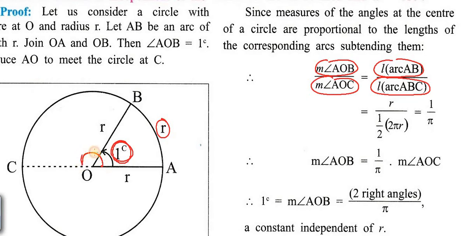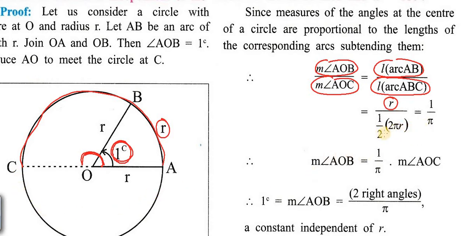And since this is a straight angle, the length of arc ABC is equal to half of the circumference of the circle. The circumference of the circle is over here again 2 pi r, and half of that, half into 2 pi r. So now we can write measure of angle AOB upon measure of angle AOC equal to length of arc AB, which is R, divided by length of arc ABC, which is half into 2 pi r. Now remember, why half into 2 pi r? Because arc ABC is a semicircle. Length of arc for complete circle, also known as circumference, is 2 pi r.